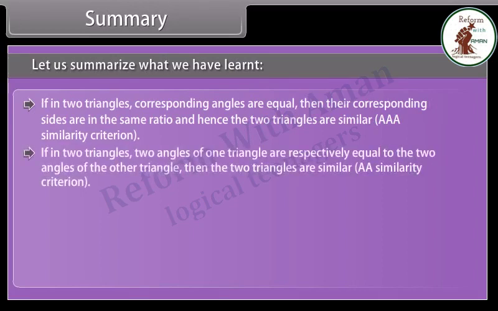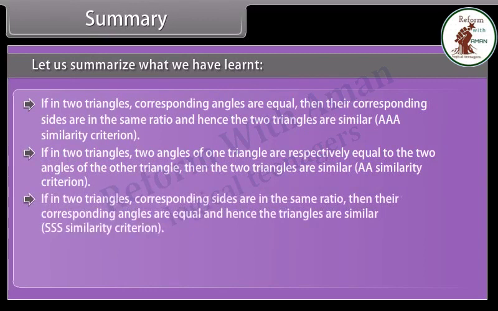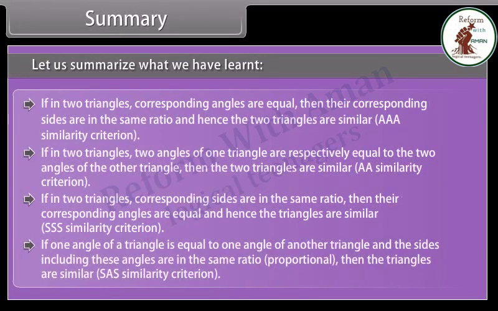If in two triangles, two angles of one triangle are respectively equal to the two angles of the other triangle, then the two triangles are similar, or AA similarity criterion. If in two triangles, corresponding sides are in the same ratio, then their corresponding angles are equal, and hence the triangles are similar, SSS similarity criterion. If one angle of a triangle is equal to one angle of another triangle, and the sides including these angles are in the same ratio, proportional, then the triangles are similar, SAS similarity criterion.